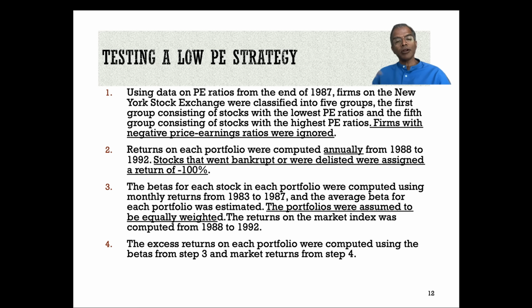You compute the returns every year. You also have the betas for each stock of the portfolio computed from a pre-testing period. Again, you're trying not to contaminate your results by getting any of these characteristics from the period that you're testing. So you get them from pre-1987, 83 to 87, and you adjust the returns on each portfolio for the risk in that portfolio. So you come up with an expected return of each portfolio, adjusting for the beta and the returns on the market each year, and you compute the excess returns in each portfolio.